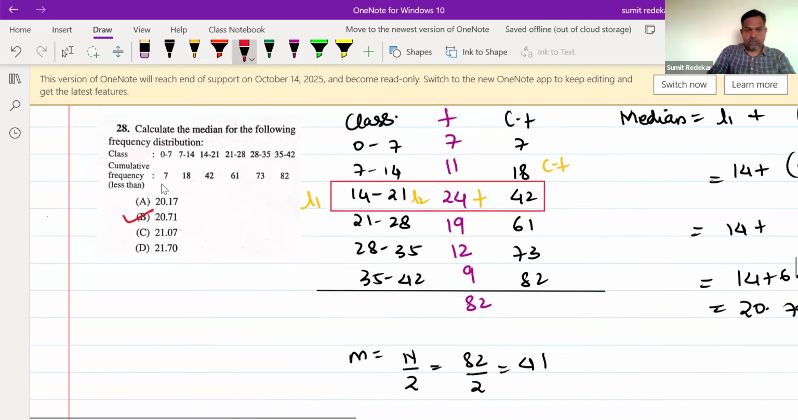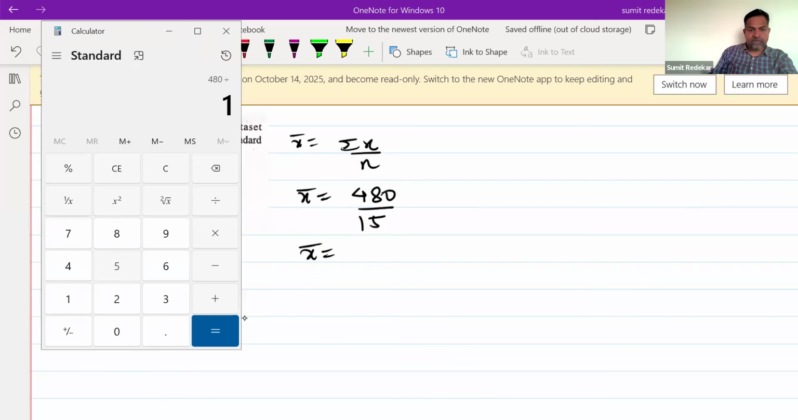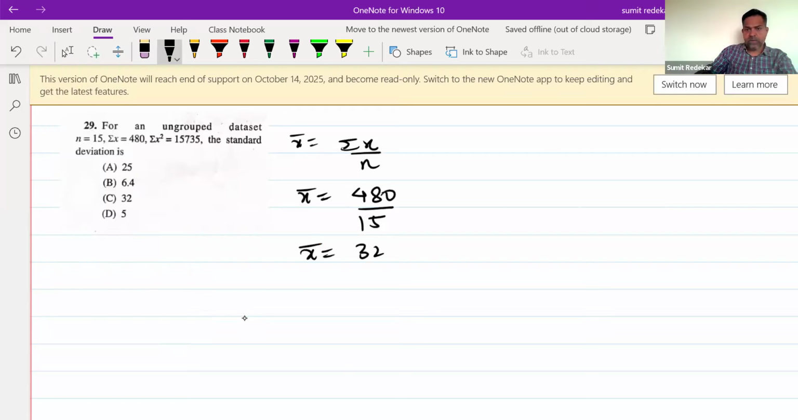डेटा दे के वे विल आस्क यू द स्टैंडर्ड डिविएशन। अब स्टैंडर्ड डिविएशन के लिए पहले मीन चाहिए, तो आई एम गोइंग टू से x bar is sum of all x's divided by n. x bar is 480 divided by 15, which is 32.